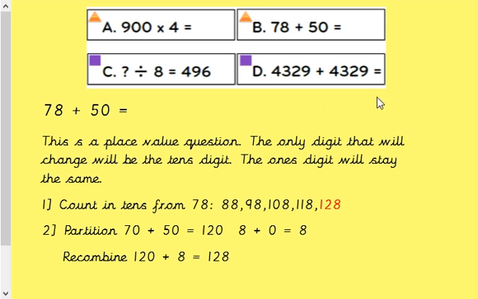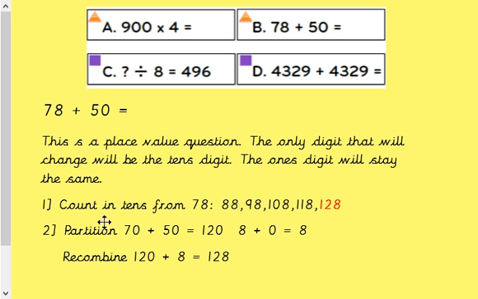Okay, second question this morning, 78 plus 50. This one really is a place value question. The only digit that's going to change will be the tens digit. The units, or the ones digit, will stay the same. So if we count on in tens from 78, we're going to count on 50. So it's 10, 20, 30, 40, 50, which means our answer would be 128.